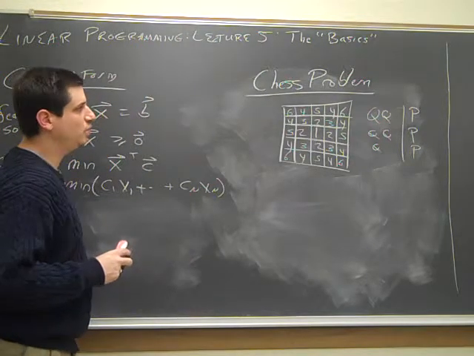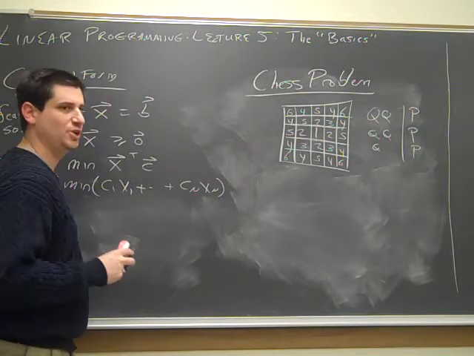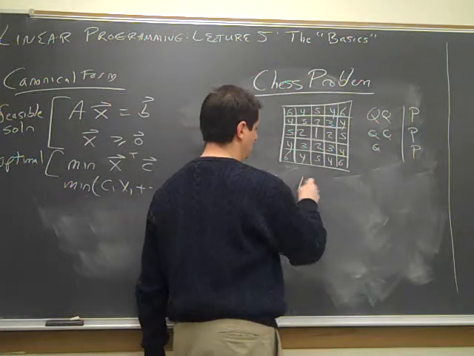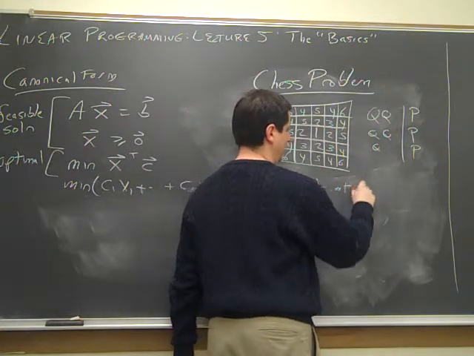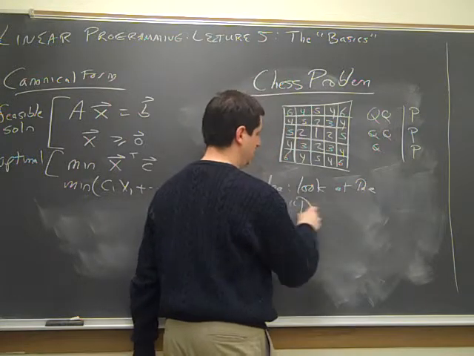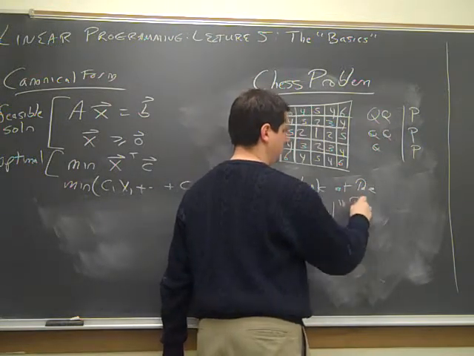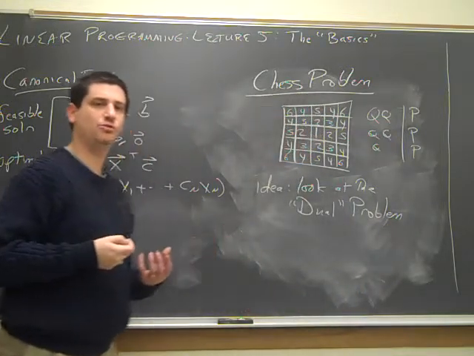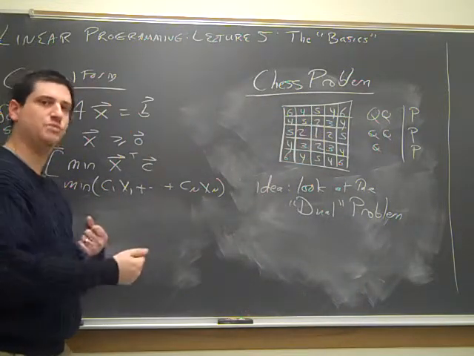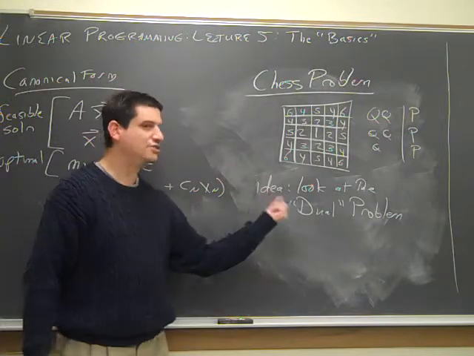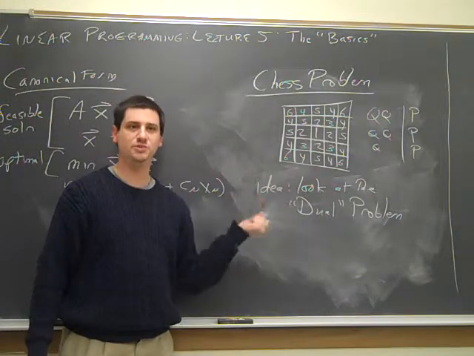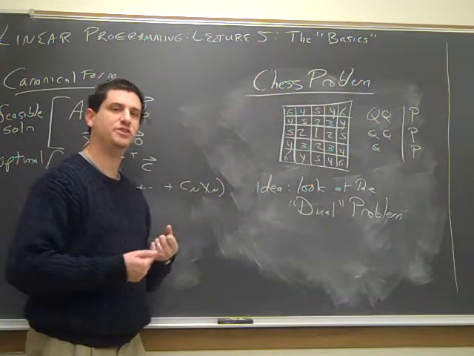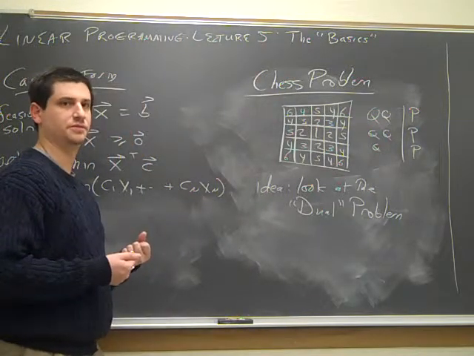Alright. So what does the chess problem have to do with linear programming? The idea here was look at what we'll call the dual problem. So basically, if I give you a problem, sometimes there's a related problem, and it's easier to look at that related problem than the original problem. Sometimes just changing your vantage point helps.